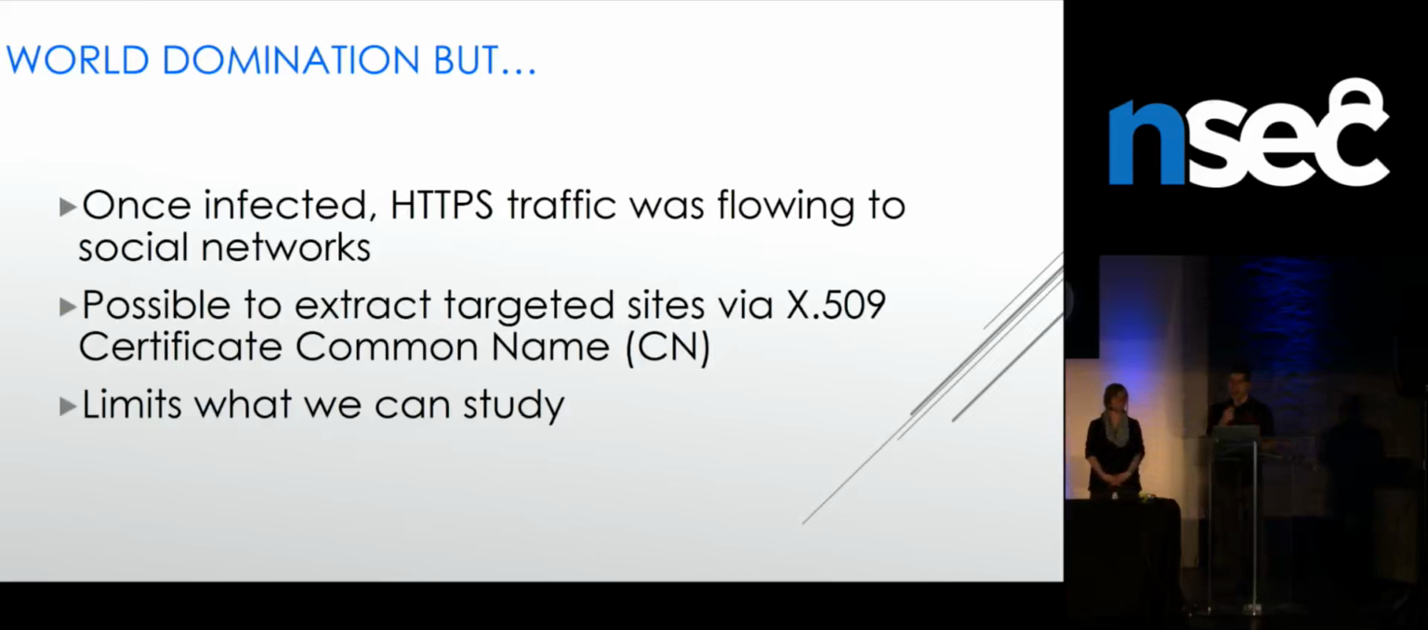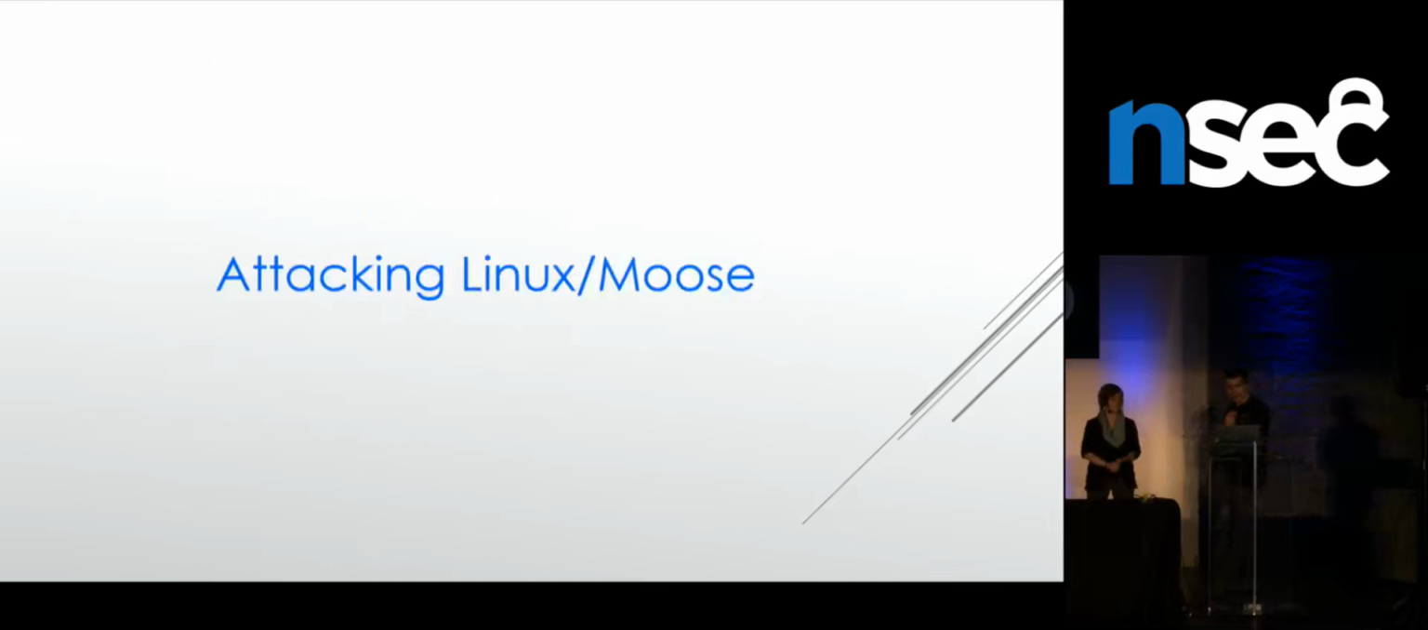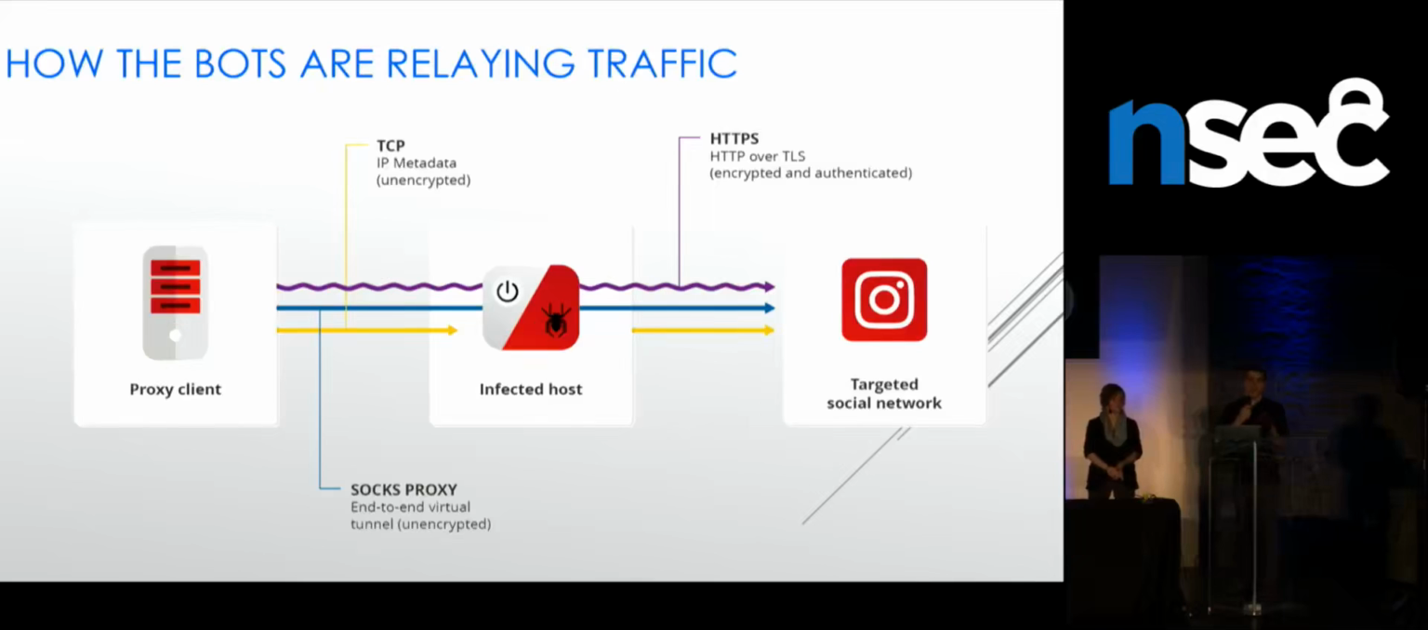We wanted to have access to the internal HTTP traffic. This would allow us to understand really what they are doing on the social network. Are they clicking on ads, or are they actively liking people, creating accounts? And this is what we needed to do. In order to do that, we needed to attack it. So this is how the bots are relaying traffic without our attack.